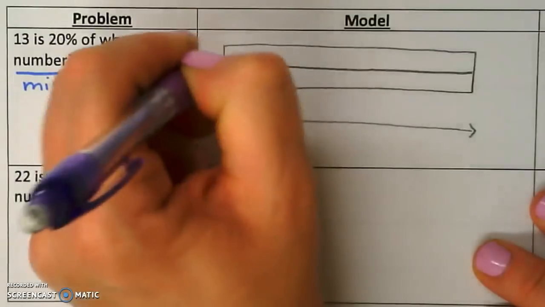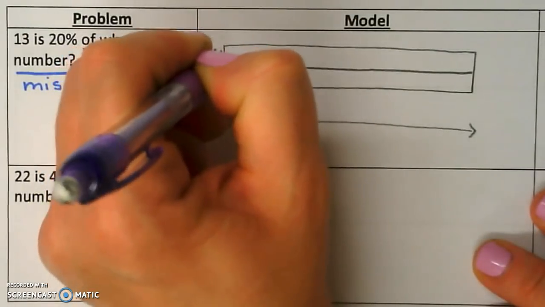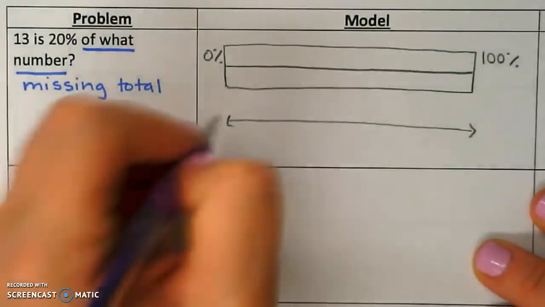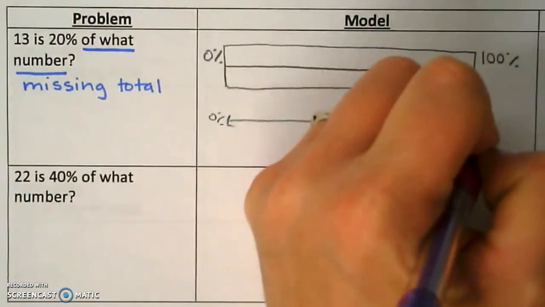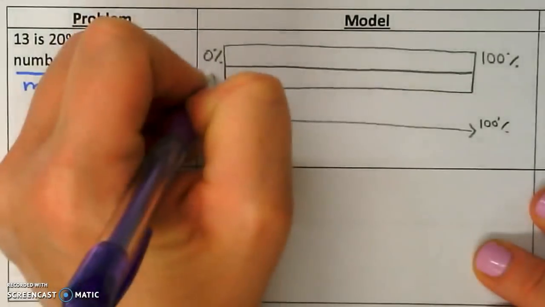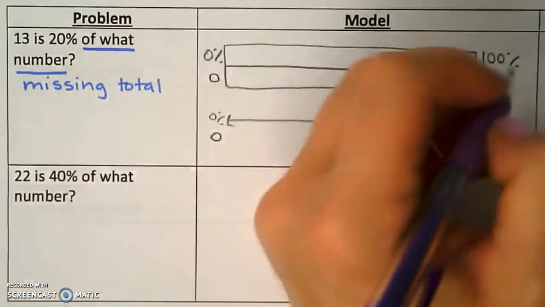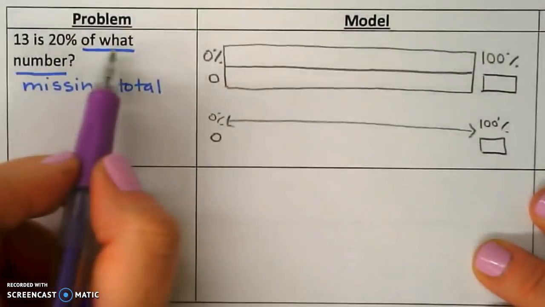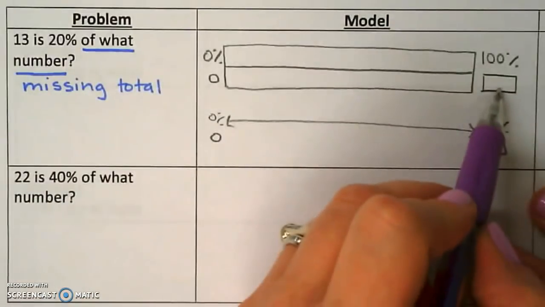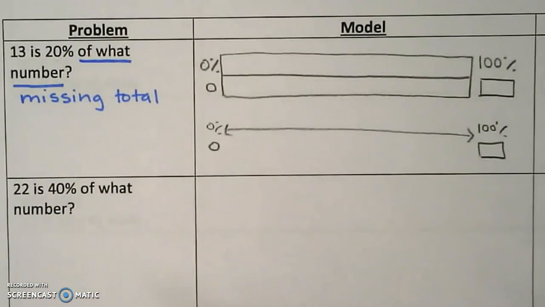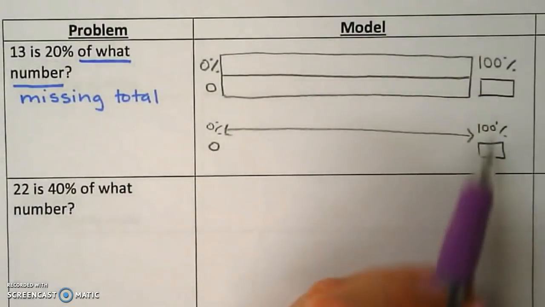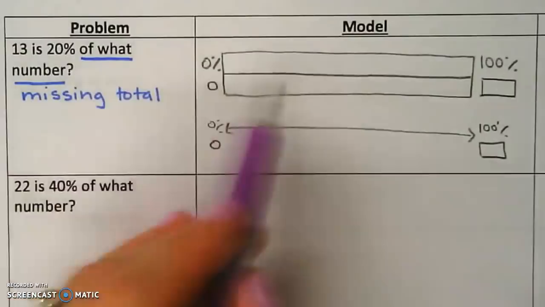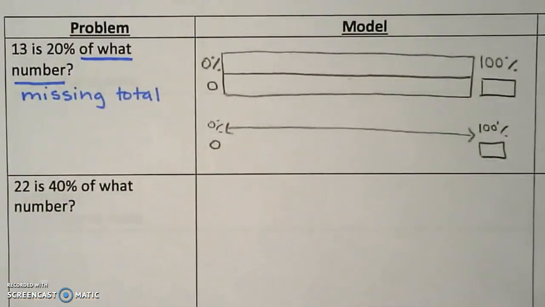So here, I'm looking to see that 13 is 20%. I know that percents of anything go from 0 to 100. I also know that 0% of any number is 0. What I don't know is what 100% is, because where it says "of what number," that's the piece that's missing. Okay, so we know we have this missing piece right here, but now what I need to figure out is what size pieces to cut these into.